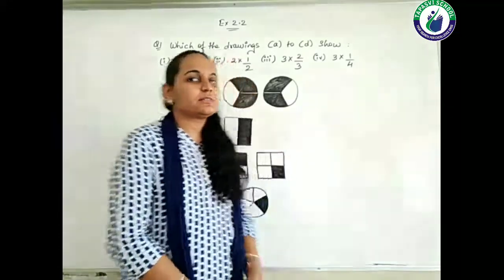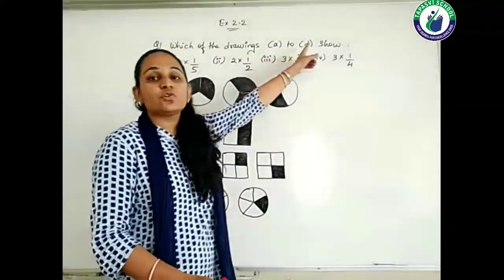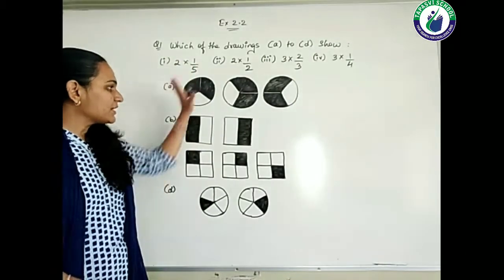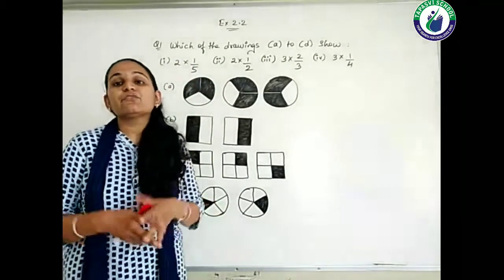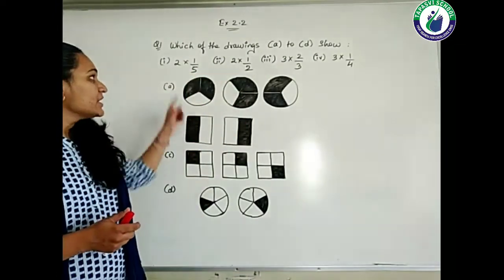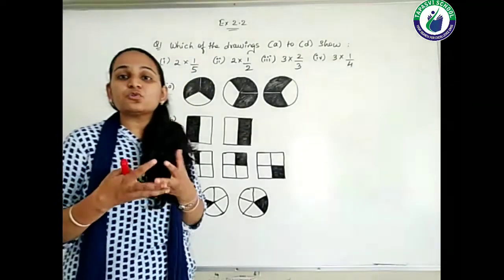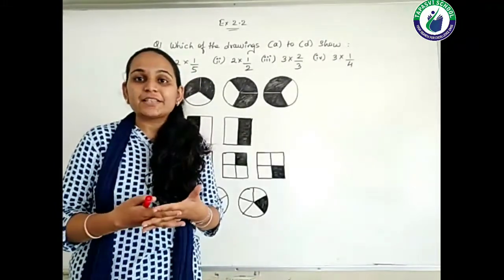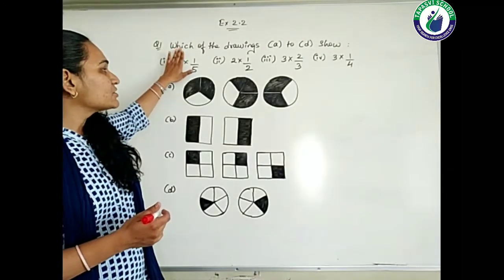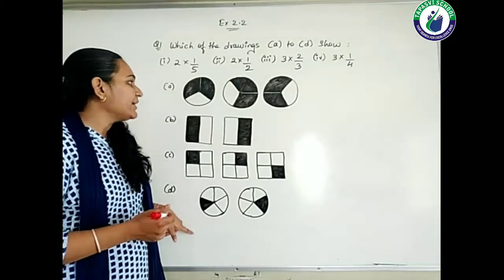Question number 1 is, which of the drawings A to D show 2 into 1 upon 5? That means a total of 4 drawings are there. We have to see, students, which of these drawings represents 2 into 1 upon 5. Now how to understand this? First, don't think about this 2. Just think about 1 upon 5. So see all these drawings where 1 upon 5 is there.